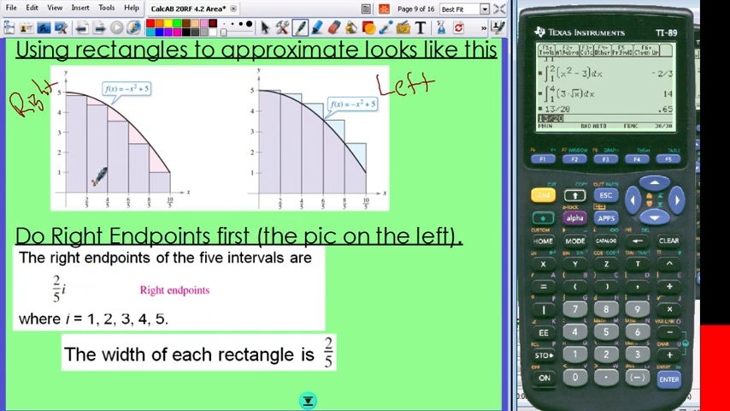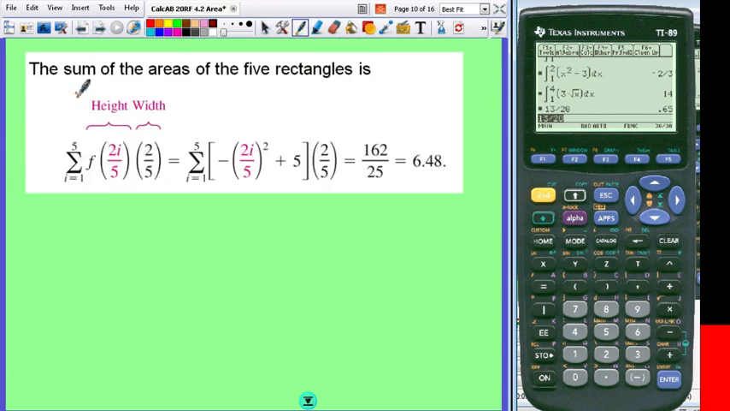So there's 5 rectangles right here. The right endpoints are right over here, and these intervals happen if we're going from 0. In this case, we're going from 0 to 2, just like in the last example. The endpoints happen at 2/5 i, where i is counting out, think summation notation: 2/5, 4/5, 6/5, 8/5, 10/5, where i equals 1 through 5. And the width of each rectangle then is going to be 2/5. So using that information, I can write, using the summation notation, a formula to figure out the sum of all those rectangles.